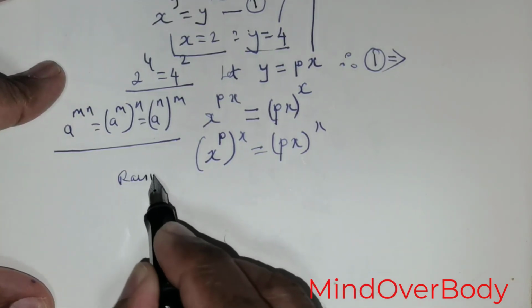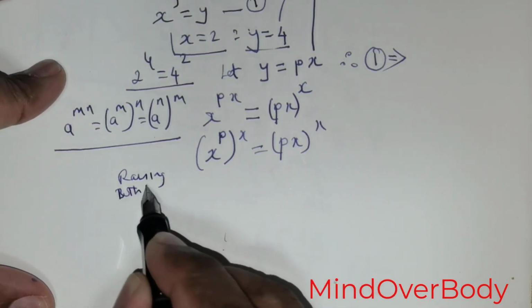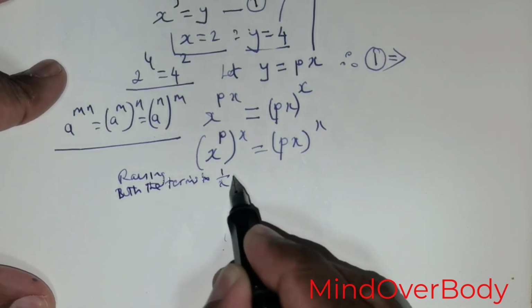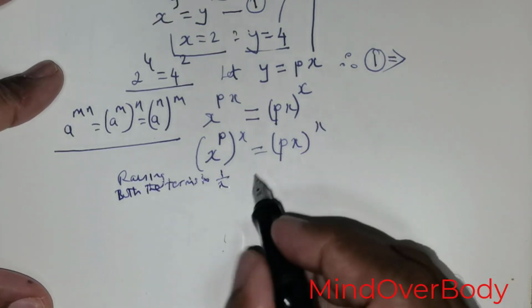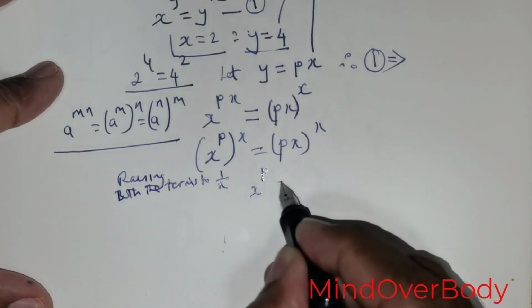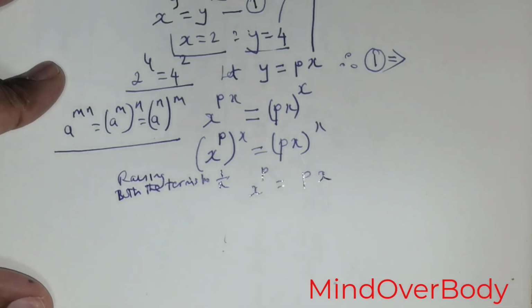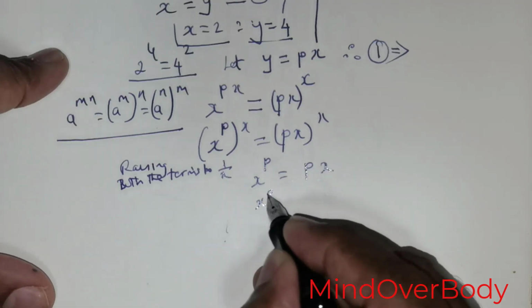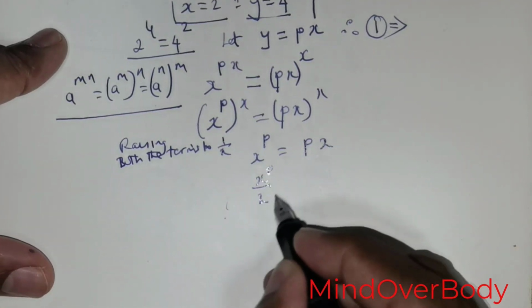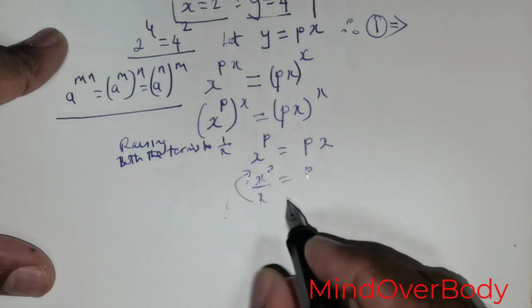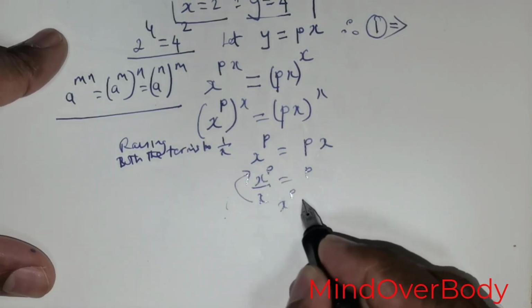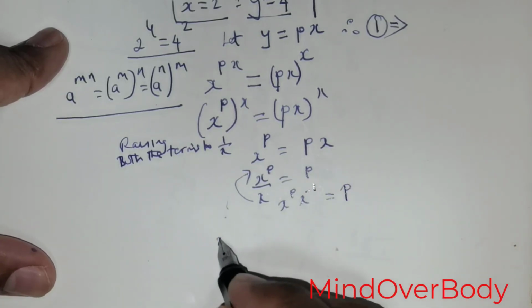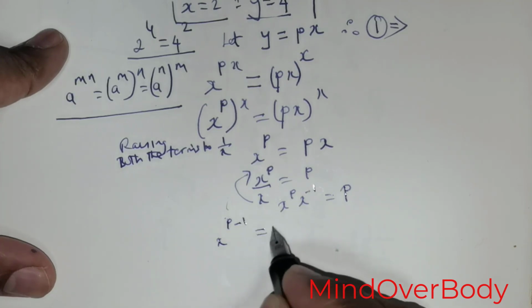So raising both the terms to 1 over x, I would get rid of this power and get x raised to the power p is equal to p times x. Now clearly I can move the x down, so this would give me x raised to the power p over x is equal to p. I can move the x to the numerator. I would get x raised to the power p times x raised to the power negative 1 is equal to p. I can rewrite this as x raised to the power p negative 1 is equal to p.